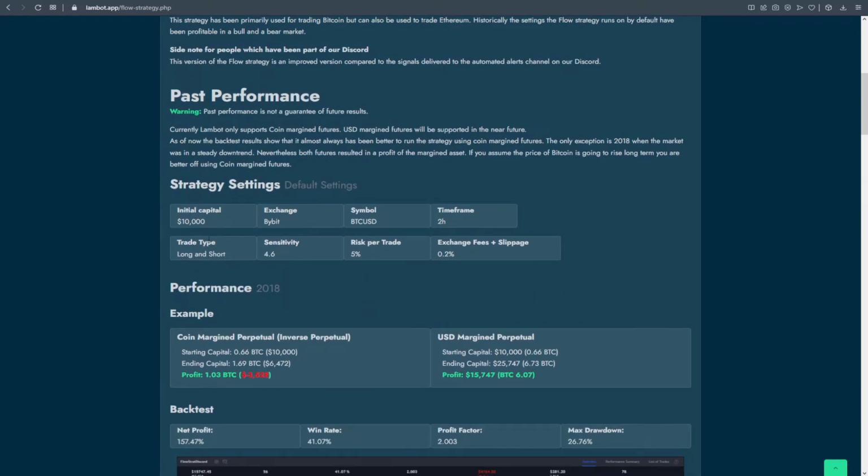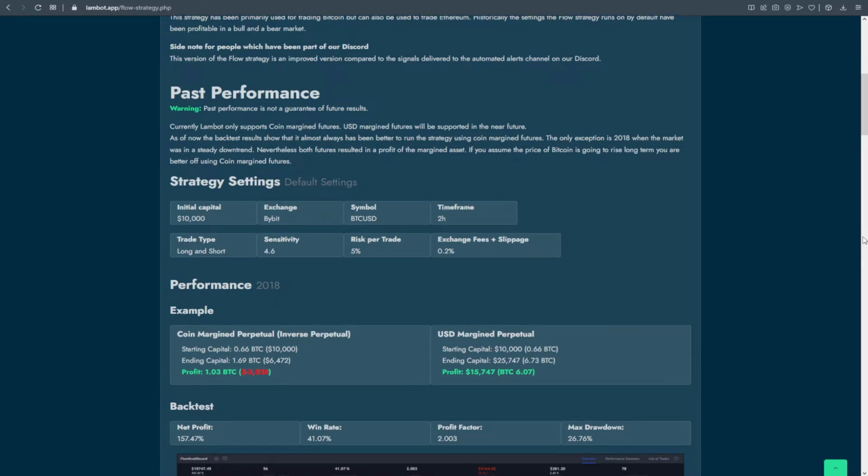So if we come down here, we can see that we start with an initial capital of $10,000. The exchange that is used is Bybit because that's the one that's supported by Lambot currently. The symbol is BTC/USD, and the settings that we use, which are the default settings here, are the 2-hour time frame. The trade type is long and short. The sensitivity is 4.6. The risk per trade is 5%. And we also add the exchange fees plus slippage in as 0.2%.